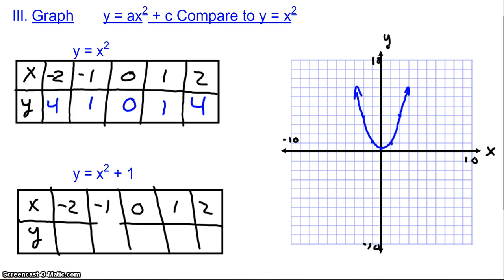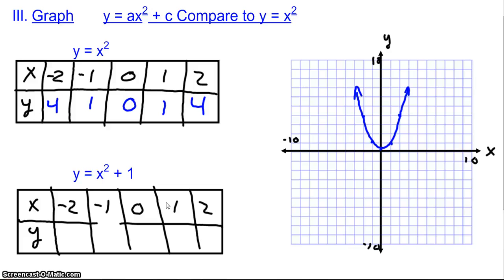Okay, so hopefully you have graphed the parent quadratic equation by substituting these basic values in, and here it is, right? So now we're going to graph y equals x squared plus 1. The only difference between this and the parent is adding 1. So in this c position, we've added 1. What will that do to the parent equation? How will that change it?